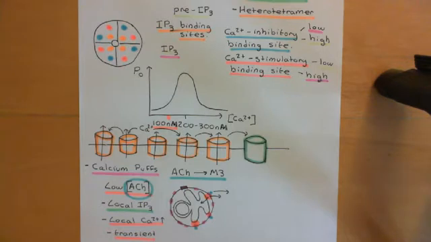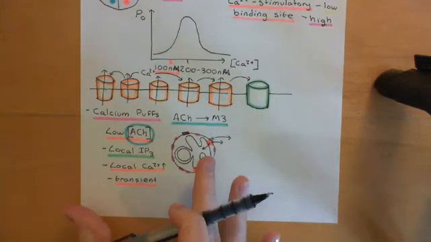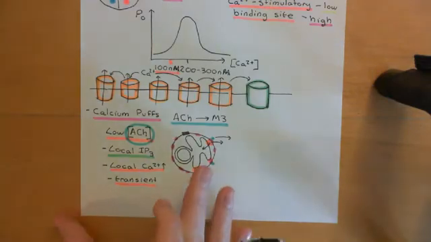So we've now discussed local calcium signals called calcium puffs. What I now want to discuss is a type of global calcium signal which is called a calcium wave.